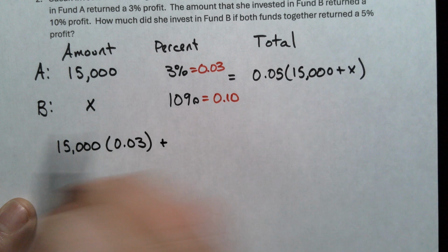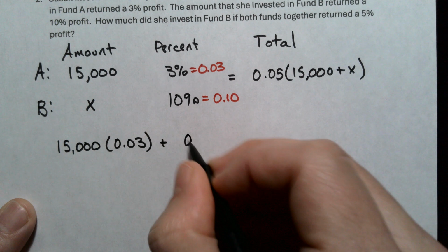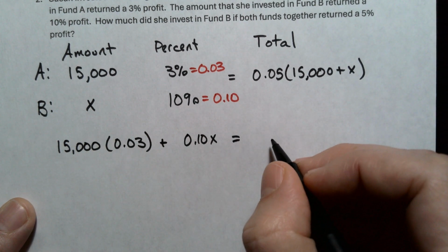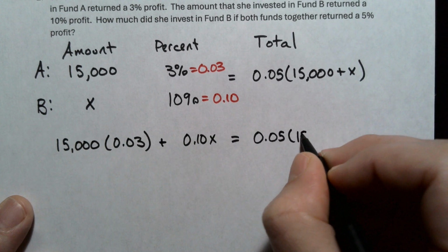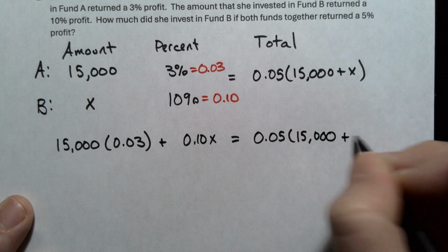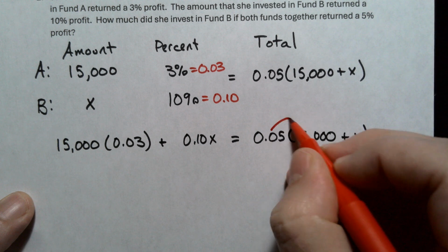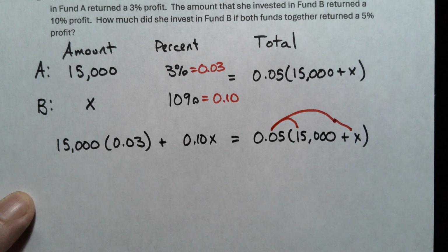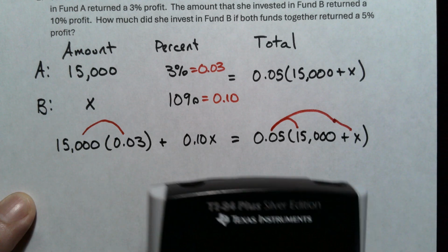Now for B, we have X times 10%, so 0.10 times X equals our total, which is 0.05 times 15,000 plus X. Okay, and now we solve for X. That's all we need to do. So I'm going to distribute here all the way there. Okay, and I also want to multiply this through as well. Okay, so let's go to our calculator on that.